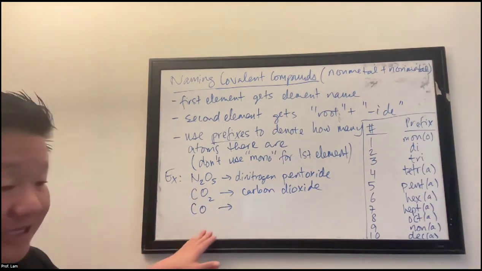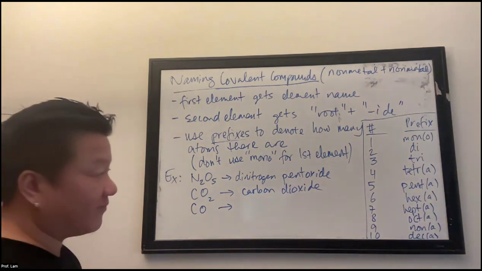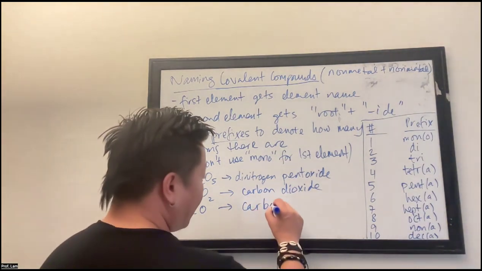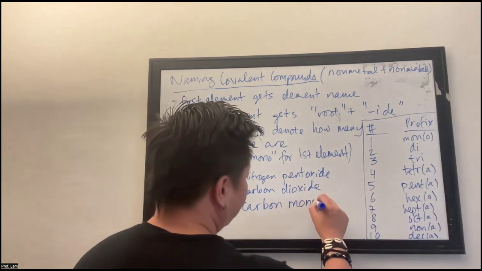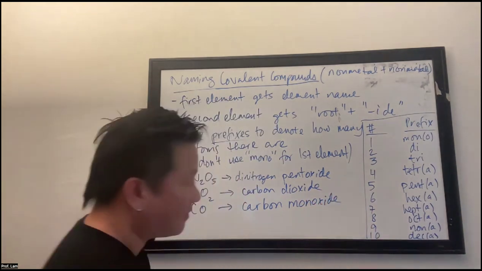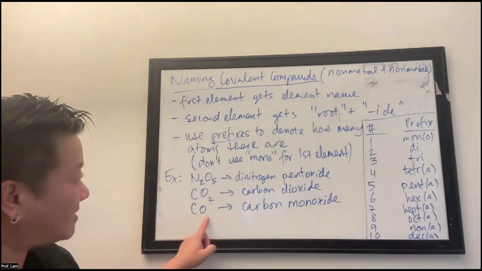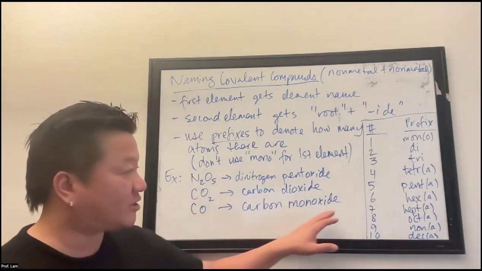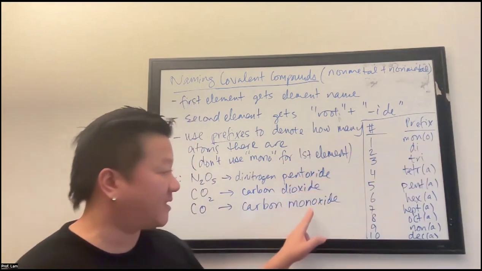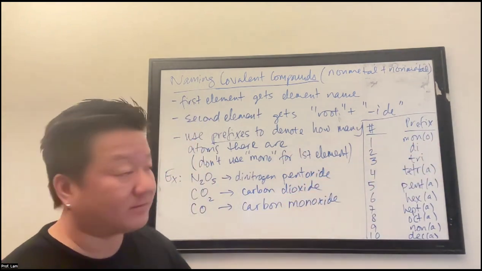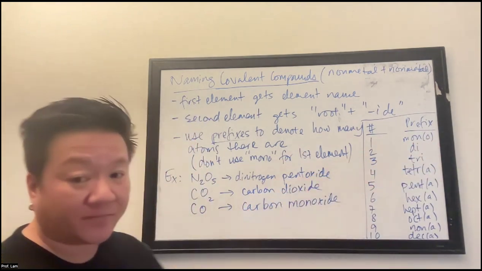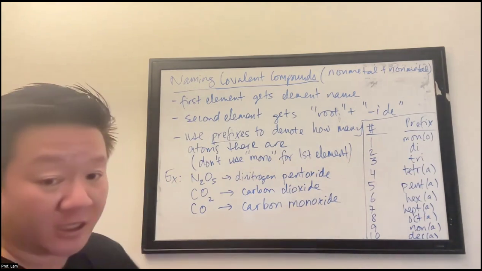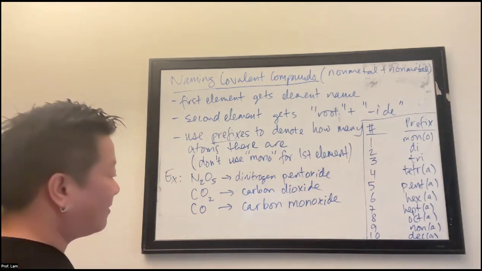As opposed to CO, here you see the use of mono, so it's carbon monoxide. Because we do use the mono for the second element. And notice too, we drop the A so that it's not monaoxide. You can drop the vowel again because the following letter is a vowel.